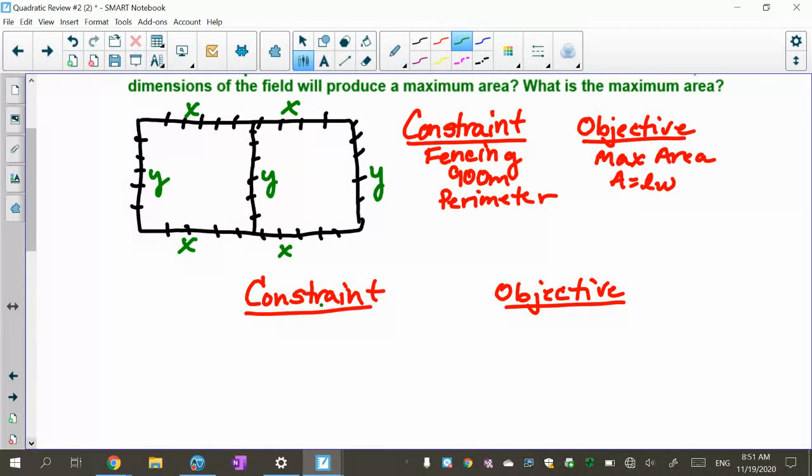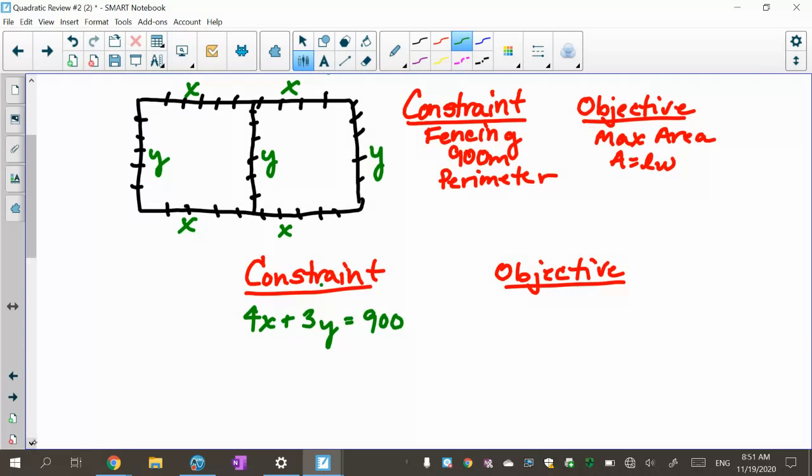This is awesome. All right, so the first thing is I'm going to do the fencing, and I know it's perimeter, but not only is it going to be all the way around, I've got to add that middle in there. So I have 4 x's, and I have 3 y's that have to equal the 900 meters of fencing. That's my constraint, okay? And that's according to my picture.